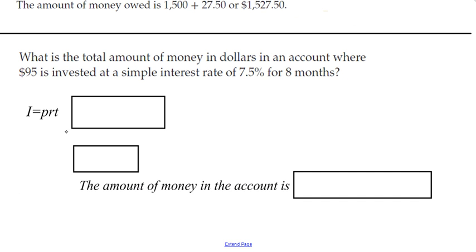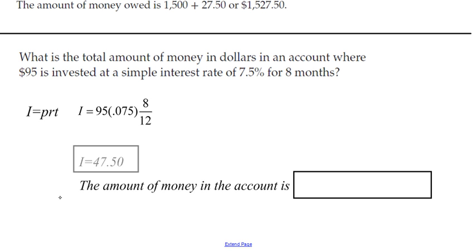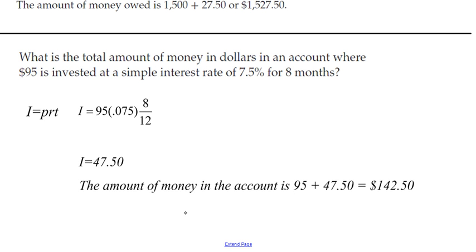All right, this one says, what is the total amount of money in dollars in an account where $95 is invested at a simple interest rate of 7.5% for 8 months? Principal is 95, rate 0.075, time is 8/12. Okay, plug those into your formula, and you get an interest of $47.50. So the total amount in the account is $47.50 plus the initial investment of $95 for a total of $142.50.